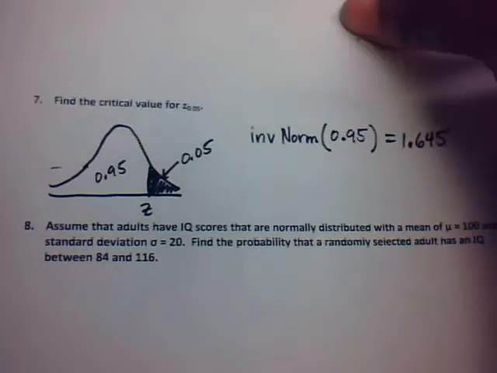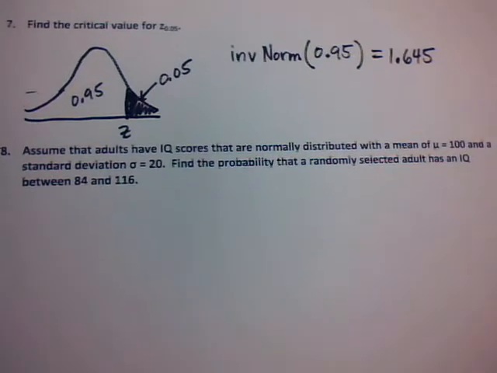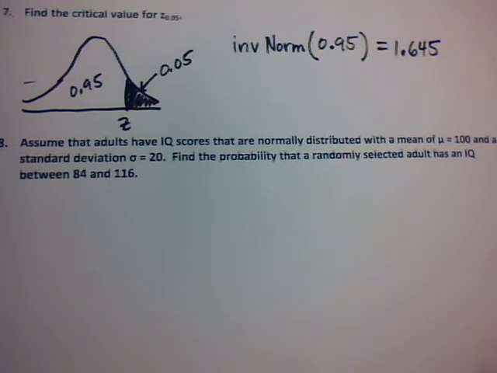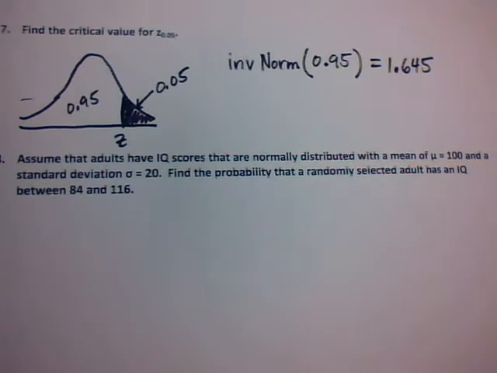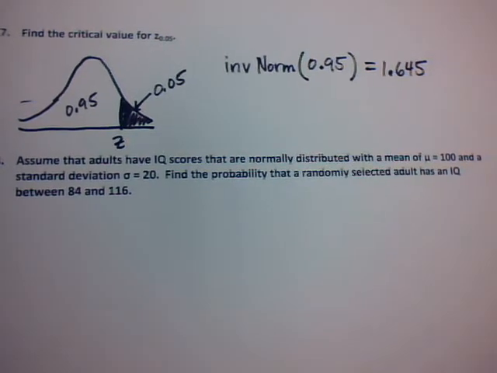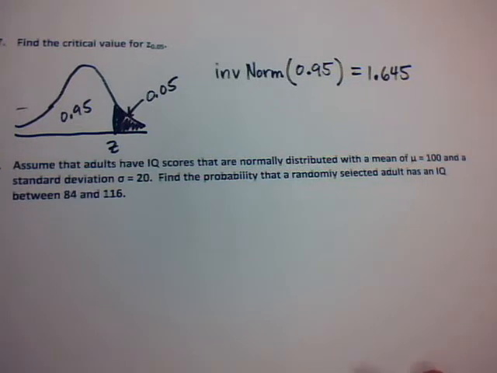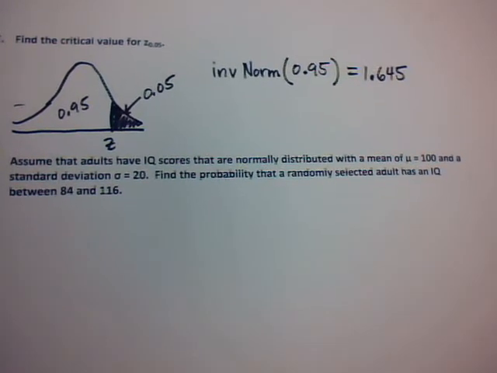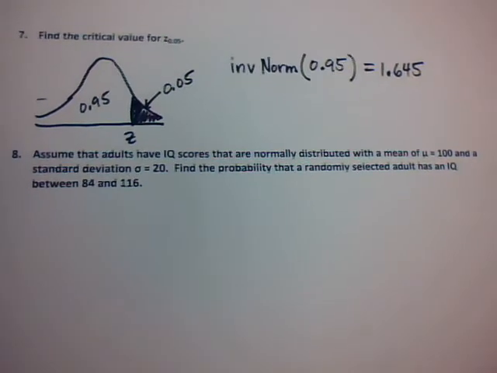Okay, number 8 is also another calculator problem that we can use the graphing calculator to work out. Assume that adults have IQ scores that are normally distributed with a mean of 100 and a standard deviation of 20. And here you want to find the probability that a randomly selected adult has an IQ between 84 and 116.